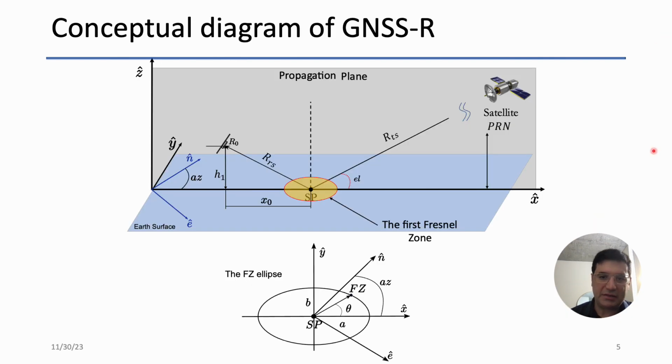A GNSS signal reflecting from the surface of ice or water is dominated by specular reflection. The specular point is the point at which the angle of incidence equals the angle of reflection. Most of the energy is scattered from an area around the specular point known as the first Fresnel zone, as shown in this figure. For more detail, please visit our paper.